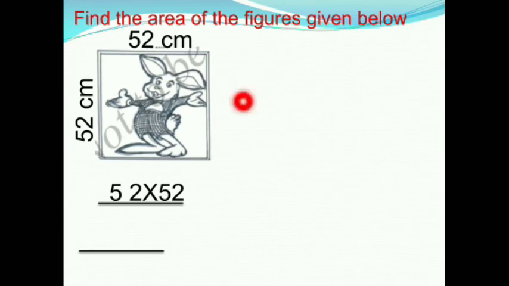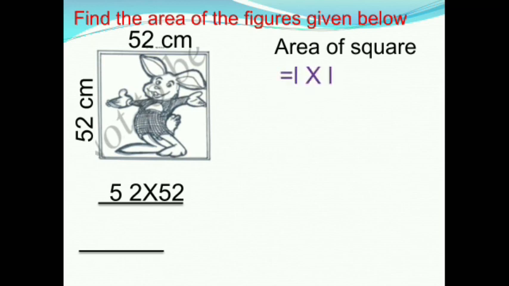Now we should find the area of the figures given below. Children, look at this figure. How does it look? Yes, it looks like a square. To find out the area of the square, which formula we can use? Yes, it is L into L. L means length. What is the length of this figure? Yes, length is equal to 52 centimeter. Now we should find out this figure's area. To find out, we should multiply 52 by 52.